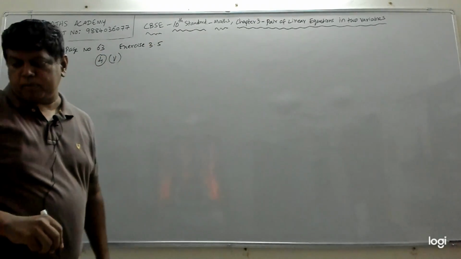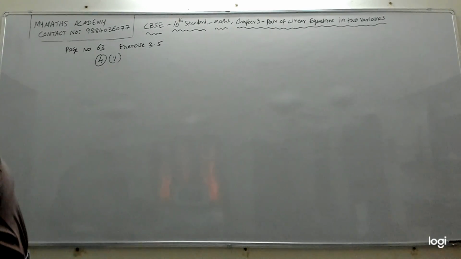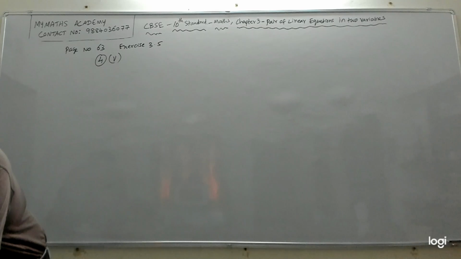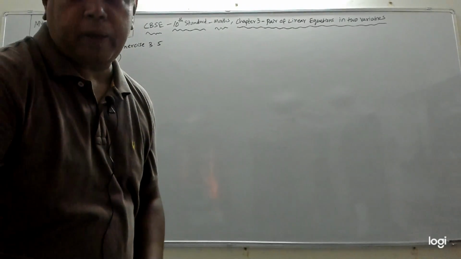So important problem. The question is, I am reading the question. The area of a rectangle gets reduced by 9 square units if its length is reduced by 5 units and breadth is increased by 3 units. If we increase the length by 3 units and breadth by 2 units, the area increases by 67 square units. Find the dimensions of the rectangle. That is the question.